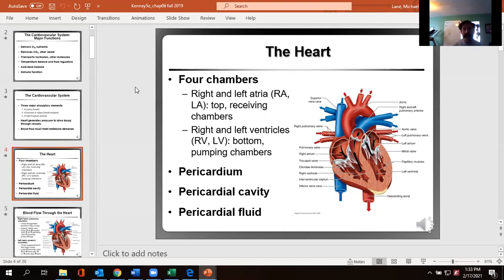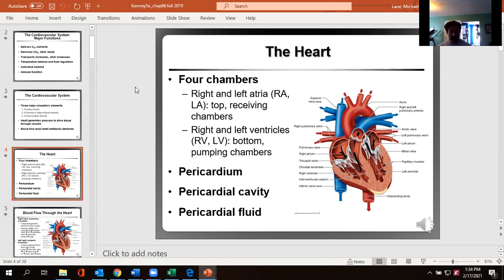We've got our right and left atria. We've got our right and left ventricle. The left ventricle is what pumps blood to the body. The right ventricle is what pumps it to the lungs. The atria are where blood is returning. The right atrium is from the body. The left atrium is from our lungs.